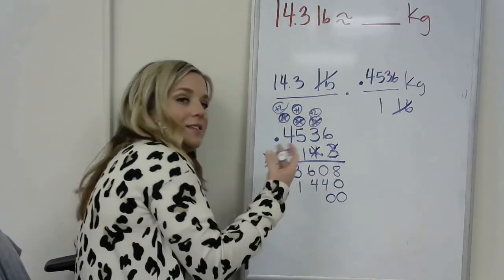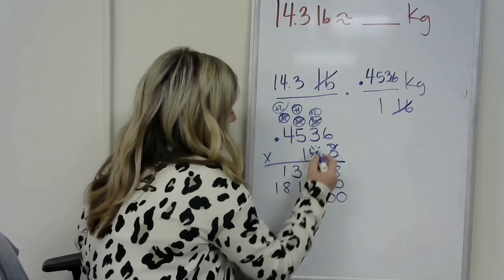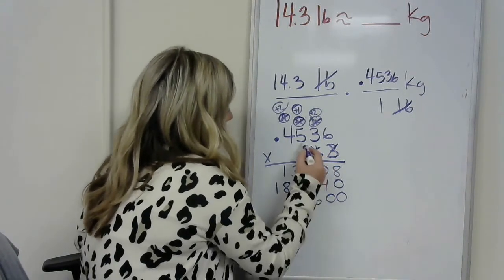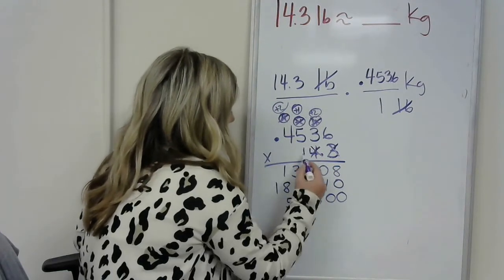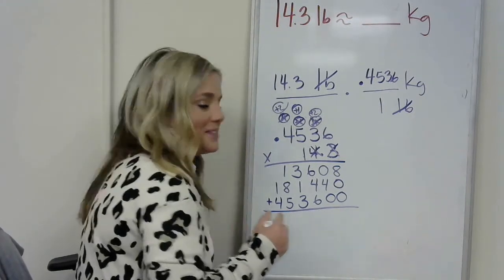All right? This one is going to be super easy. 1 times 6 is 6. 1 times 3 is 3. 1 times 5 is 5. And 1 times 4 is 4. Okay. And I'm going to add all these up.